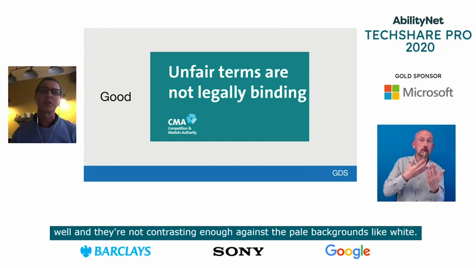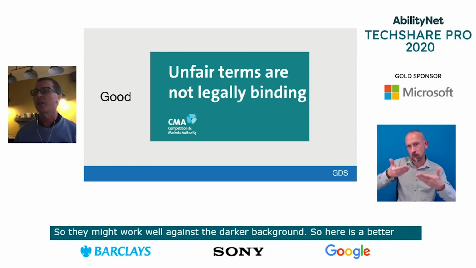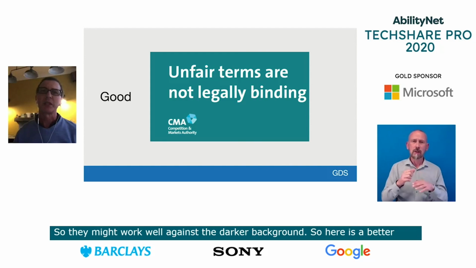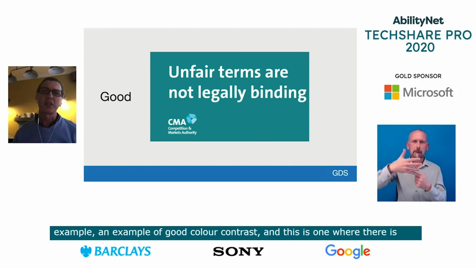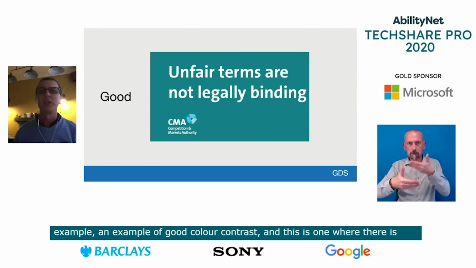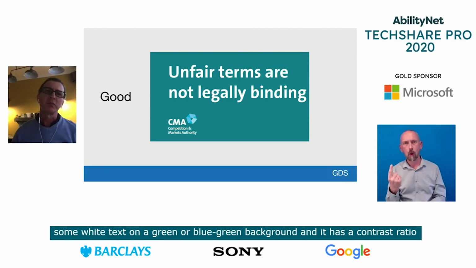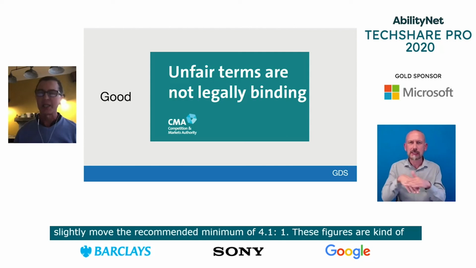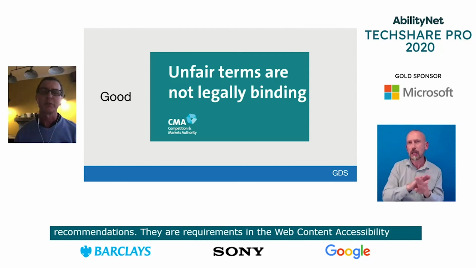So here's a better example, an example of good colour contrast. And this is one where there's some white text on a green or blue-green background. And it has a contrast ratio slightly above the recommended minimum of 4.5 to 1. These figures are kind of recommendations. They are a requirement of the Web Content Accessibility Guidelines. But again, they don't guarantee accessibility, but they do help many people if you stick to these minimums.